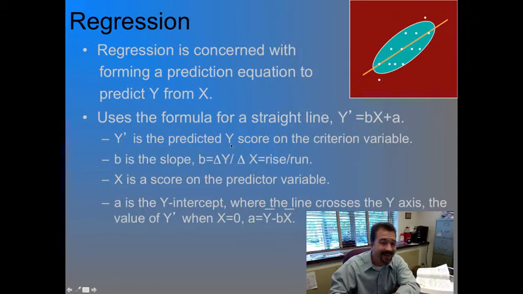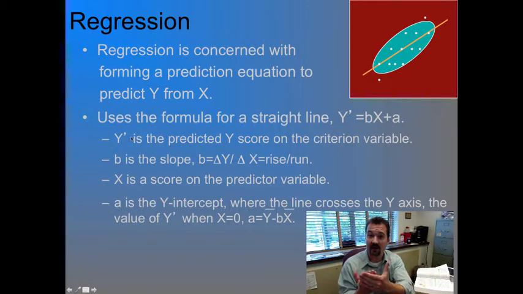Y prime is the predicted y score on your criterion variable. In my example, it is college GPA, that is your criterion variable. The y score is the actual GPA that your student gets at the end of their freshman year. Y prime is what you're predicting that their GPA is going to be.